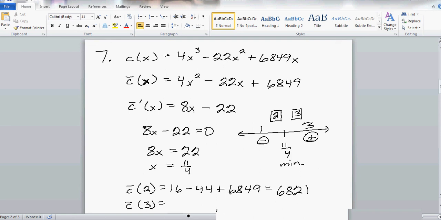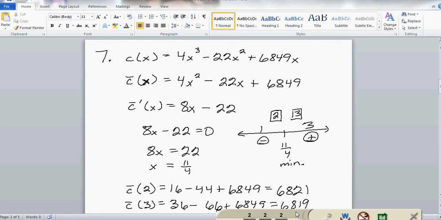Now let's look at 3. 4 times 9 is 36. 22 times 3 is 66, plus 6,849. So we take 36 minus 66 plus 6,849, and that equals 6,819. So which one gives us the least amount here? It would be 3 items.